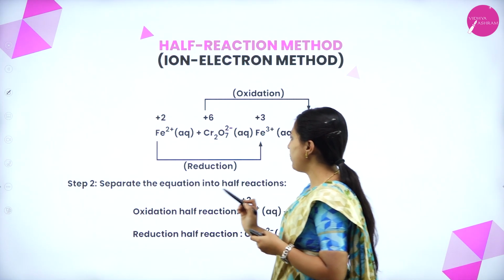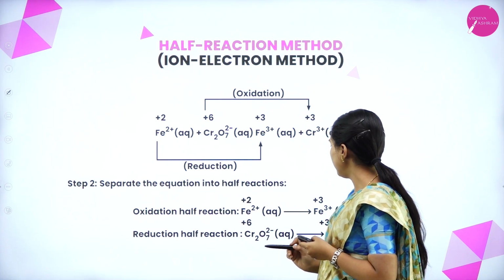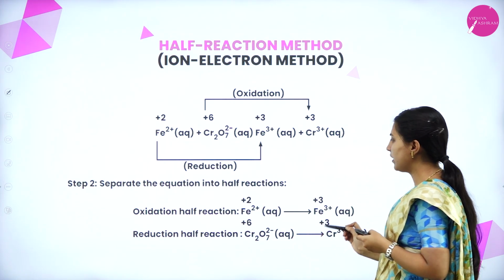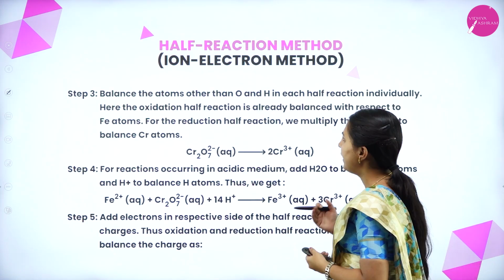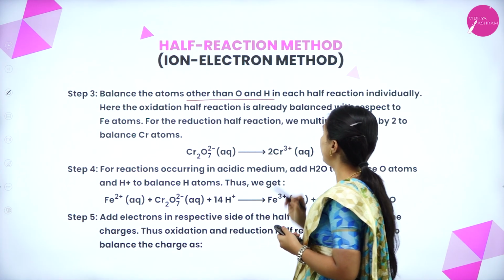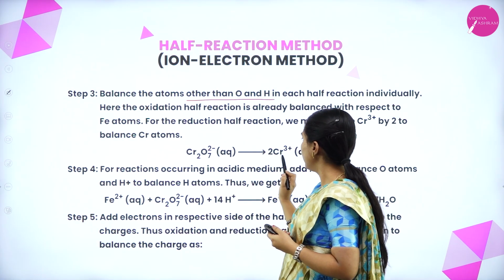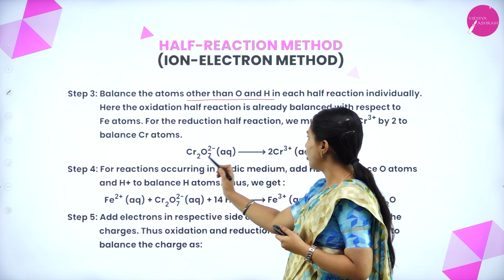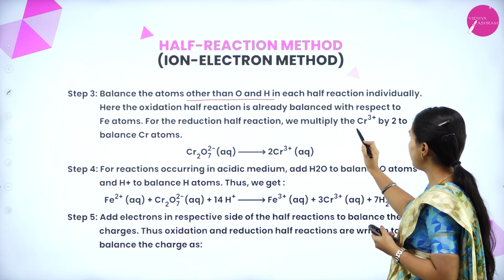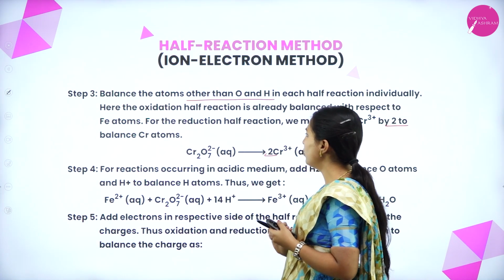Next, separate the equation into two half reactions. Oxidation half: Fe2+ to Fe3+, that is the oxidation reaction. Chromate, +6 to +3, that is the reduction reaction. Next, third step, balance the atoms other than oxygen and hydrogen. First, other than oxygen and hydrogen, you have to balance. Here chromium is there, here also they are balancing. Cr2 is there, here also 2. For the reduction half reaction, we multiply the chromium by 2. See here, they have multiplied the chromium by 2.